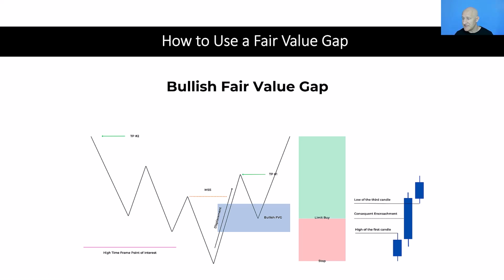Again, our stop placement, the one that I prefer is the low of this first candle, which will generally coincide with the swing low, which has taken out this high time frame point of interest. I find this to be the safest stop to use, but if you wanted to be more aggressive, you could use the low of the second candle.